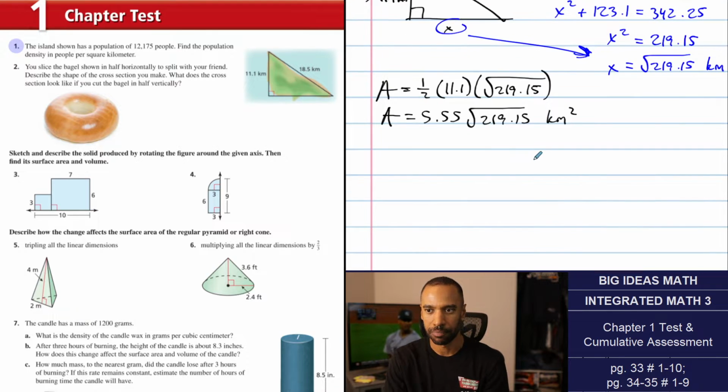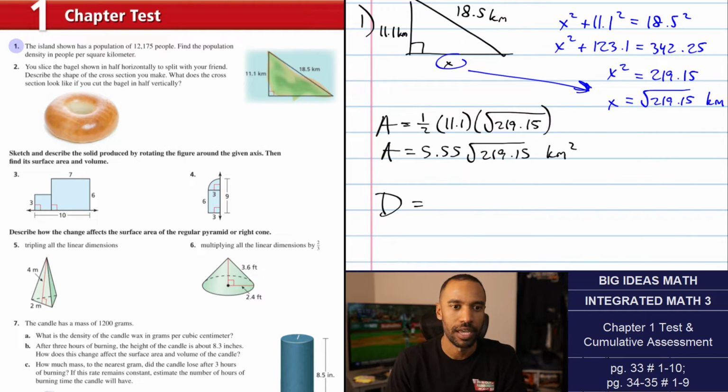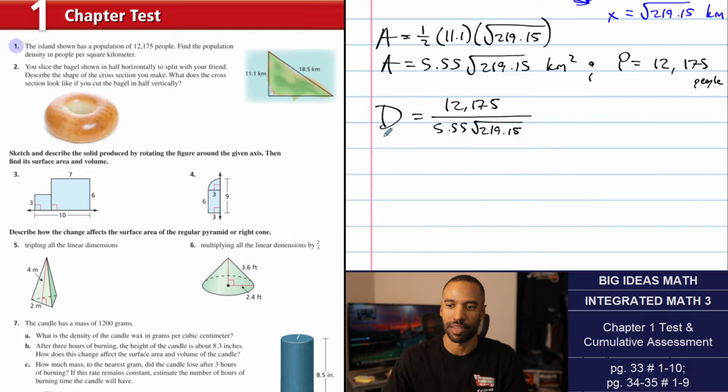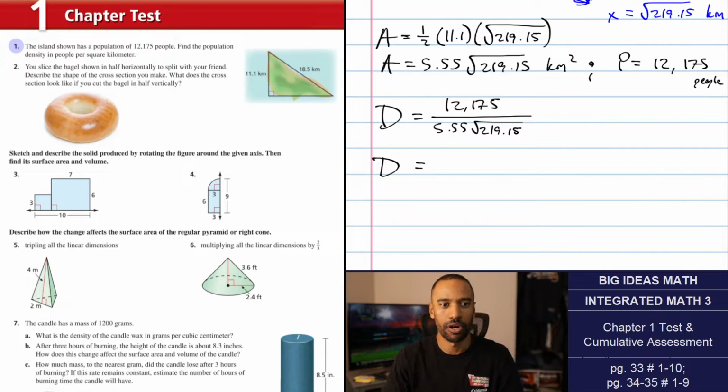Now density, once again, is number of people divided by area of land. Number of people we have is 12,175. Population is 12,175 people. So density is 12,175 divided by this area. And I don't know what this area approximates to at all. I'm not really worried about that. I'm going to let my calculator take care of that. This is number of people per square kilometer, which is what they're asking for.